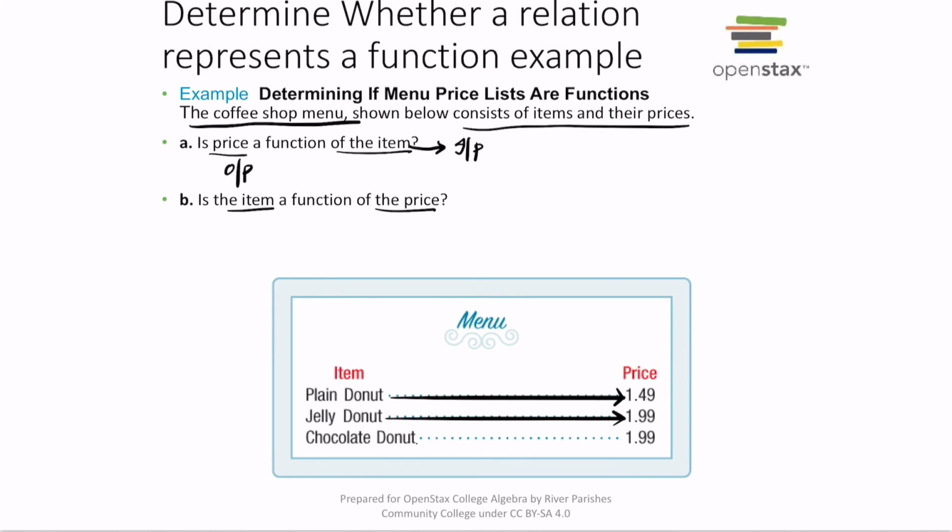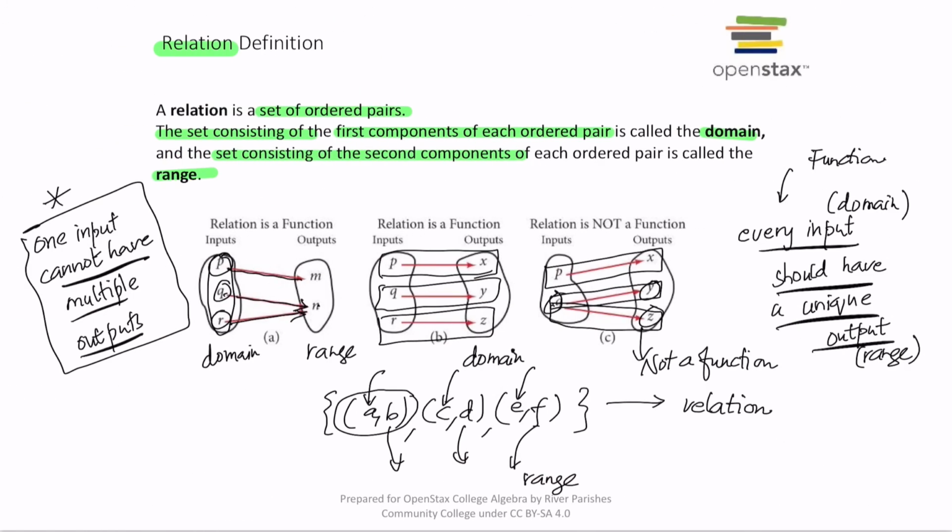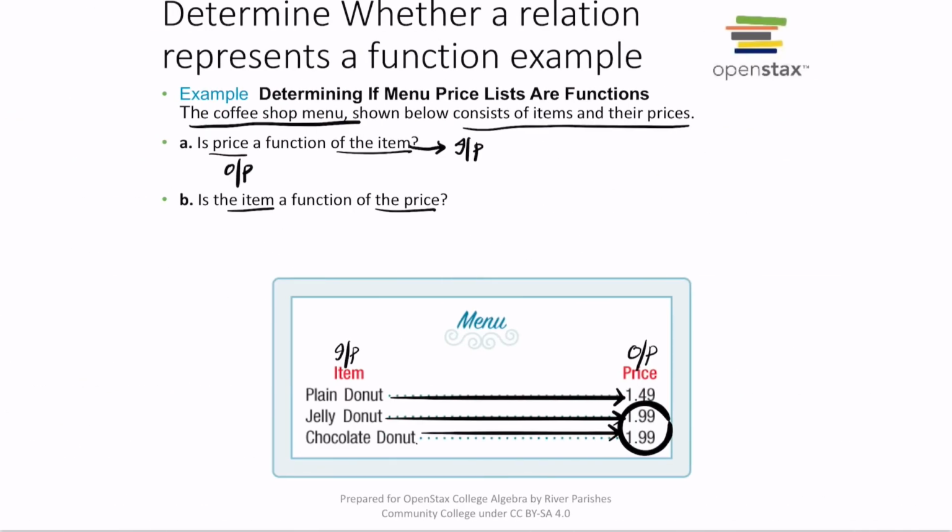But notice that chocolate donut and jelly donut here both have the same price, which means that you can point this also towards the same input. Now this is one single output. So remember that this is the input here. This is the output here. Now there are two inputs that have the same output, but one input does not have two different outputs. That's the main representation here. Remember the principle here: one input cannot have multiple outputs.